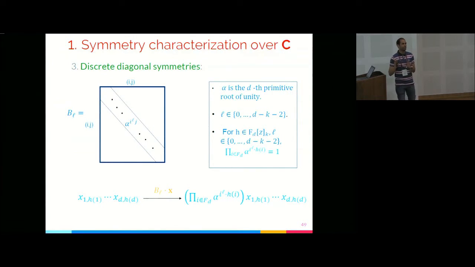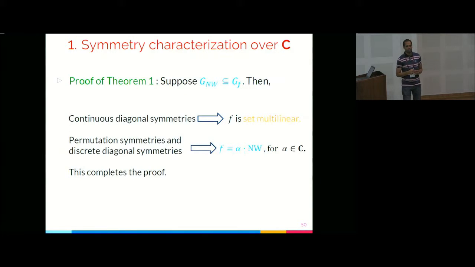And this is actually the place which uses the complex numbers because we need alpha to be the dth root of unity. And such symmetries are not present over the field of real numbers. So we come to the theorem. We wanted to show that the design polynomial is characterized by symmetries over the field of complex numbers.